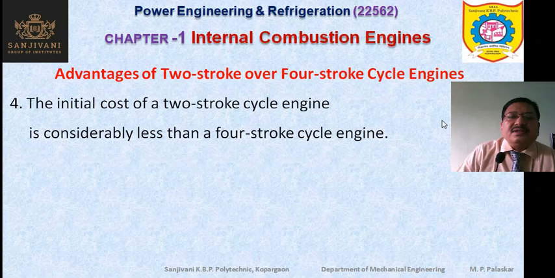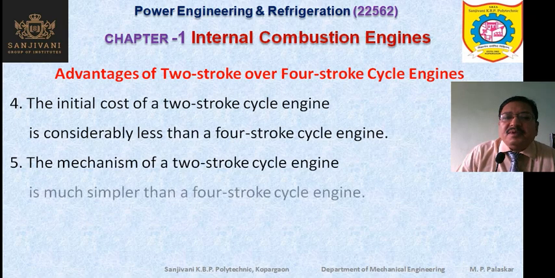The initial cost of a 2-stroke cycle engine is considerably less than a 4-stroke cycle engine, because the weight is less, the material is not so costly, and the pressure developed is less for the same power. Because we are getting more power strokes, we can obtain the same power even by making the engine less bulky, and the material can be lighter. The material cost is reduced, so the overall cost of the 2-stroke cycle engine is less as compared to the 4-stroke cycle engine.